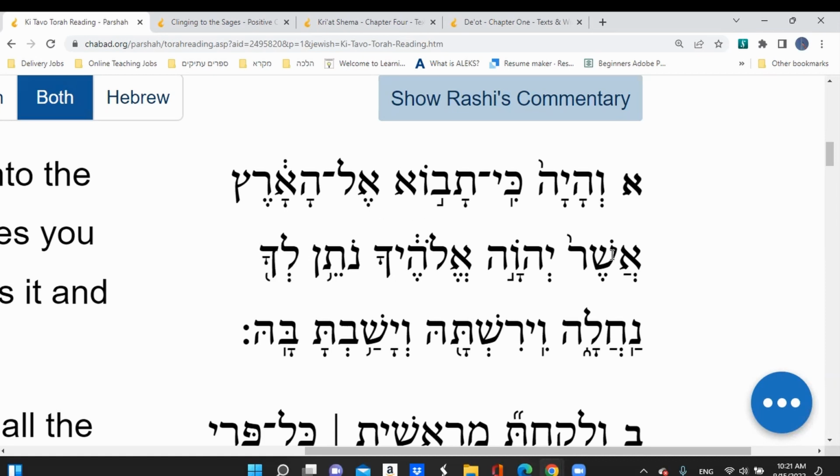All right, and our last word for the day in this verse, nachala. Who can tell us what nachala means? It's kind of common, but not super common. The land. So nachala refers to the land, but that's not what it means. It's a portion. Good. It specifically means an inherited portion. It means part of an inheritance.